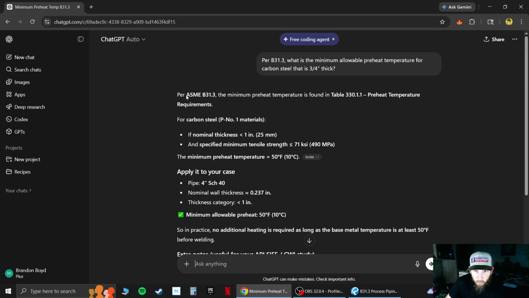So it says here, per ASME B31.3, the minimum preheat temperature is found in table 330.1.1. It says for carbon steel, if nominal thickness is less than 1 inch, then the minimum preheat temperature equals 50 degrees. So let's put that to the test.